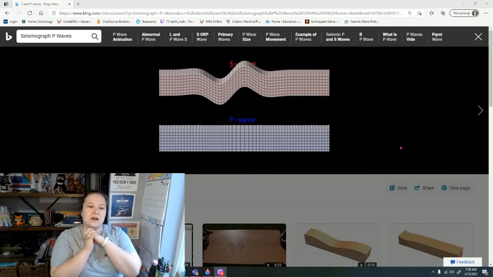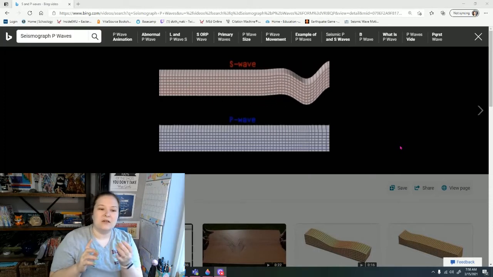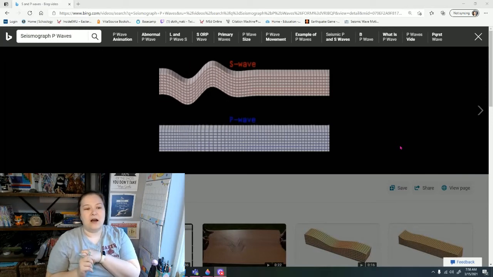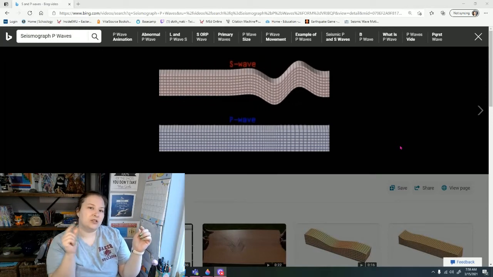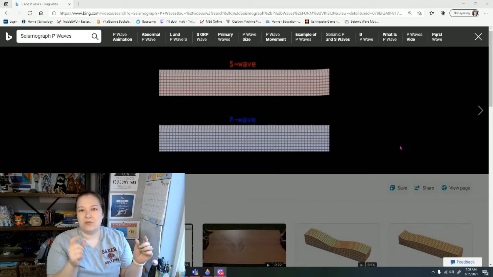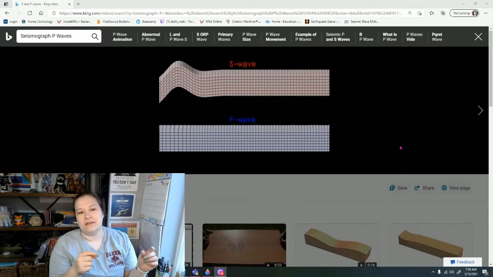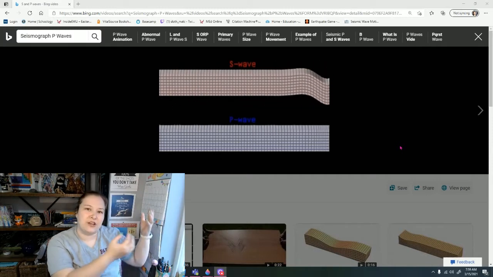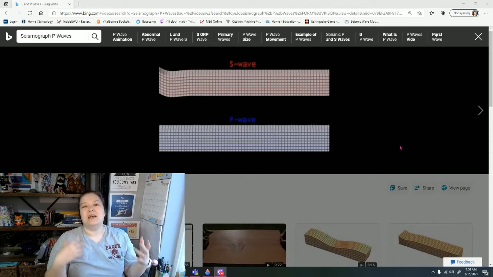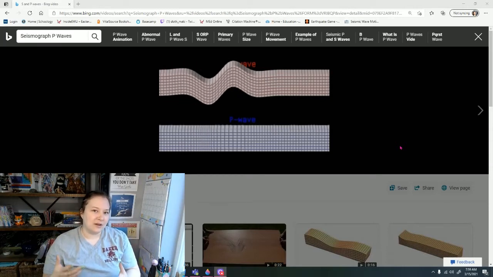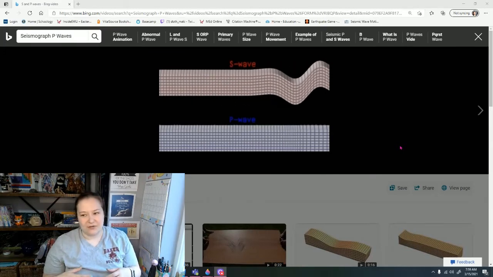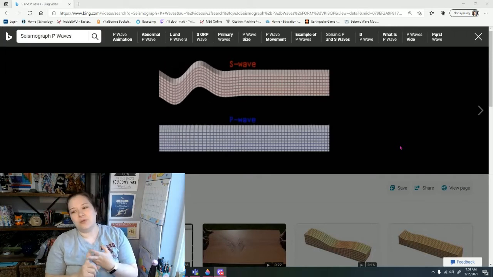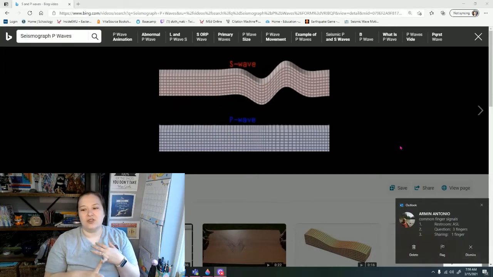P waves are also known by a few other names. They are also compression waves, and they are also called longitudinal waves. And it has to do with the particle motion. So the further you get into physics, the more complex these two waves get. Right now it's just an introduction to what waves are and how waves transfer energy from one thing to another. But as you get deeper in, they have more in-depth explanations for you. And so P waves are also known as primary waves, push-pull waves, compression waves, and longitudinal waves.